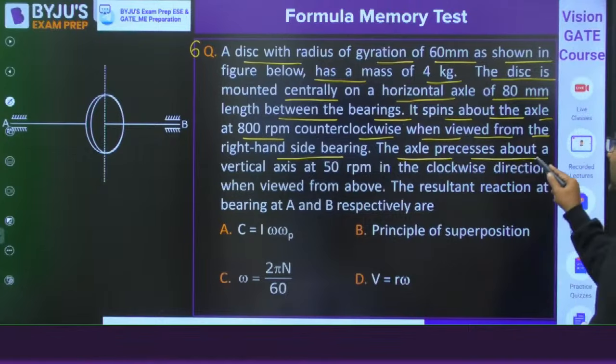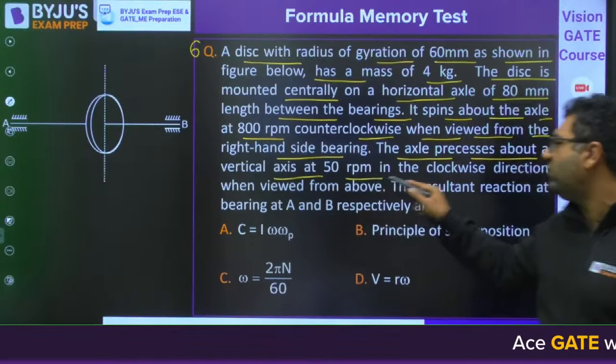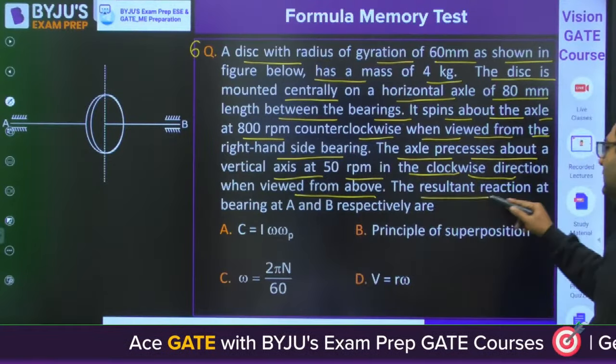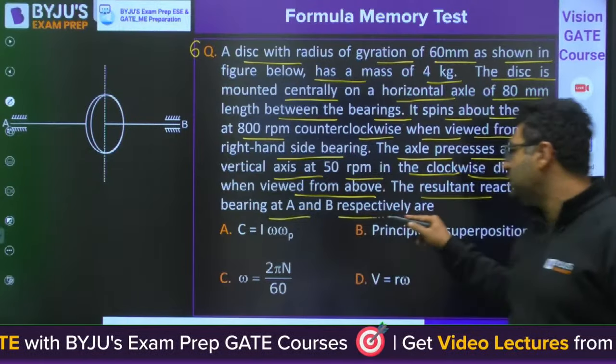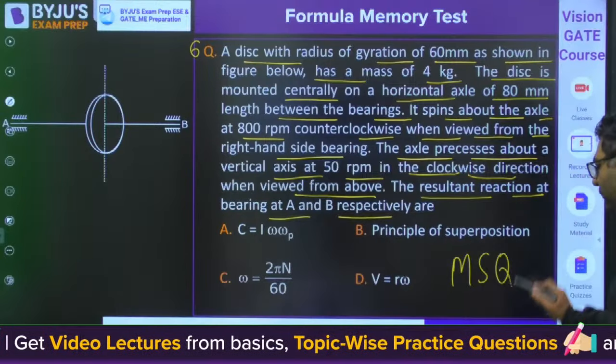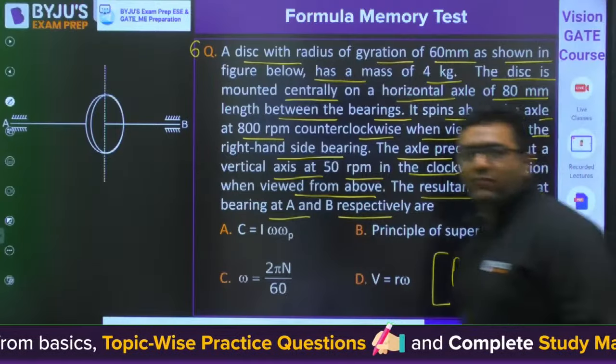The axle precesses about a vertical axis at 50 rpm in the clockwise direction. When viewed from above, what are the resultant reactions at bearings A and B, respectively? And I am saying this is MSQ. Now you need to tell what is the right answer.